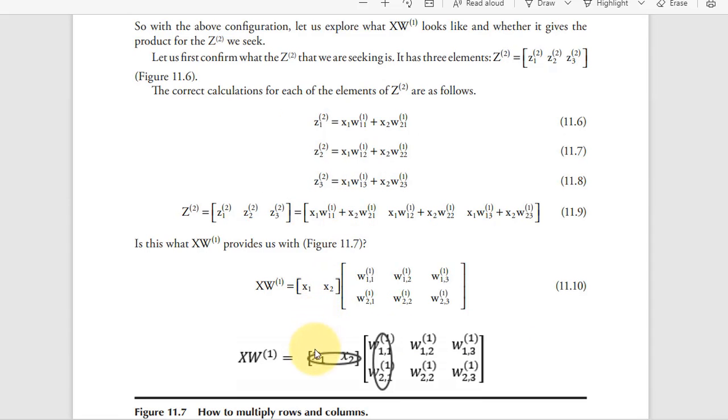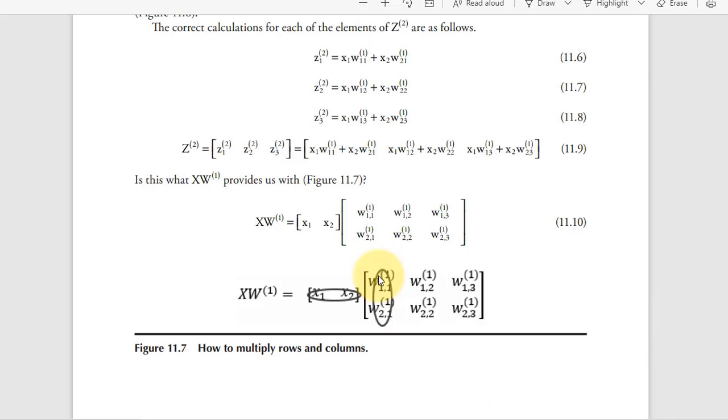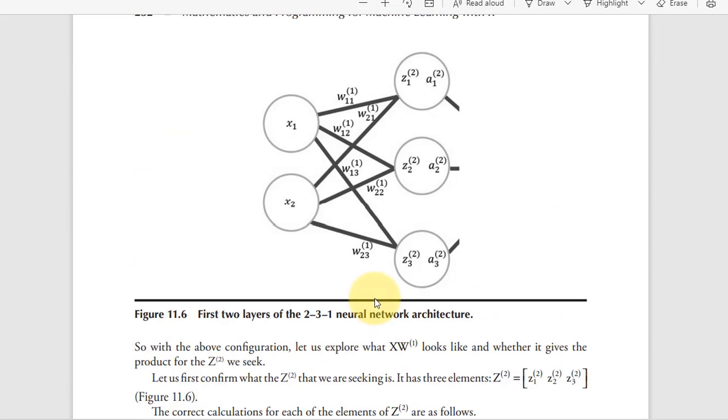We want, I think so. We get x1 times that and x2 times that, and it worked. That gives us what we wanted for this z1. Now, what's the output, by the way? What are the dimensions of the output of this? This, again, is 1 by 2 and 2 by 3. So the output is going to be 1 by 3, which is what we want.